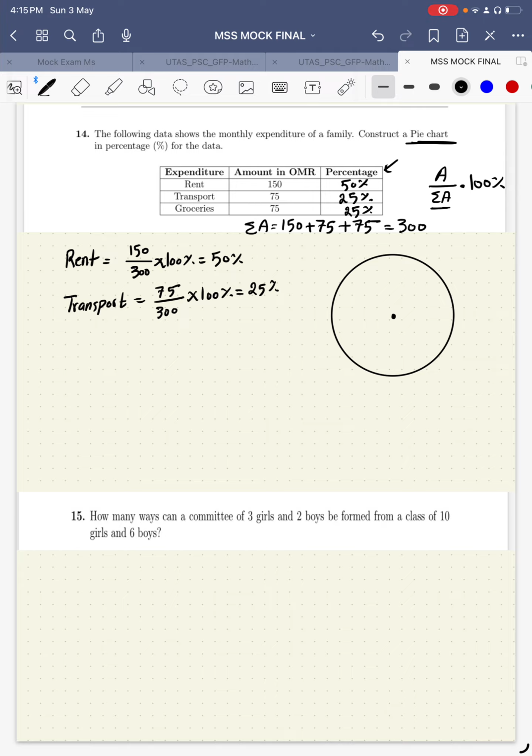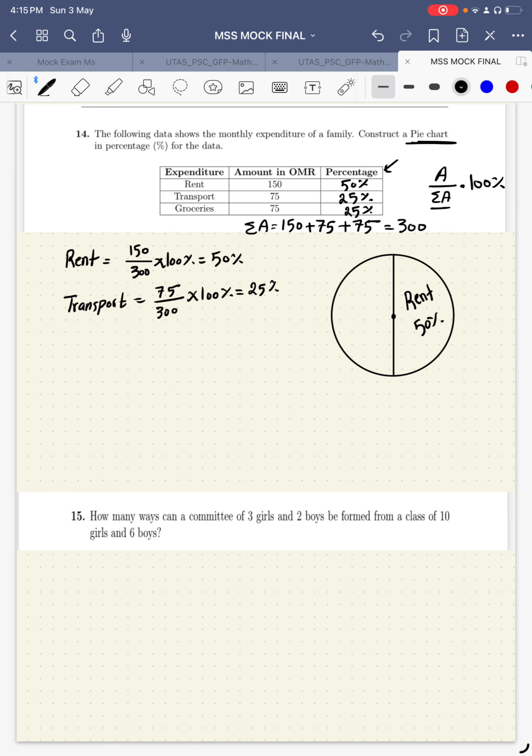So again, what we mean by 50%? It means half of the circle. So I'm gonna divide my circle into two, like that. The first one is gonna be my rent. So that's gonna be my rent. And what is the percentage? 50%.